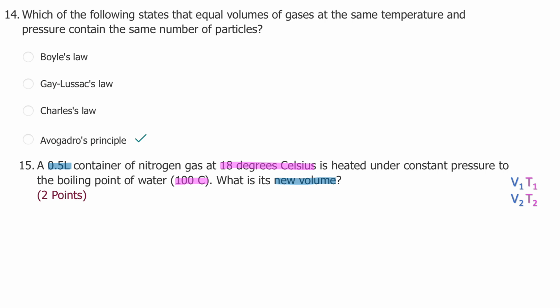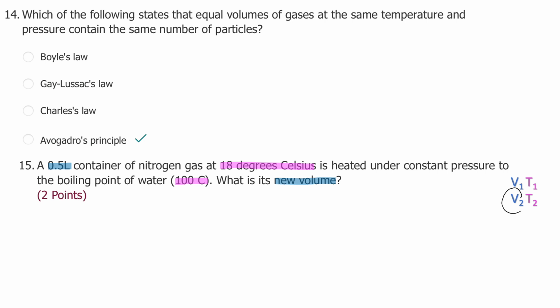Which of the following states that equal volumes of gases at the same temperature and pressure contain the same number of particles? That is going to be Avogadro's principle. Number 15, a 0.5 liter container of nitrogen gas at 18 degrees Celsius is heated under constant pressure to the boiling point of water. What is the new volume? So you're given two temperatures, you're given one volume, and you're asking for the new volume.